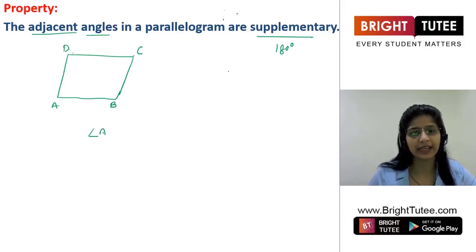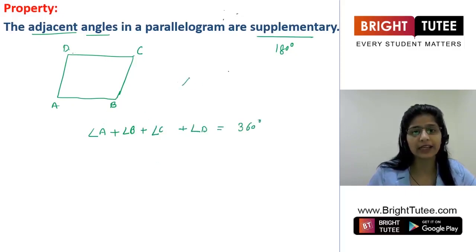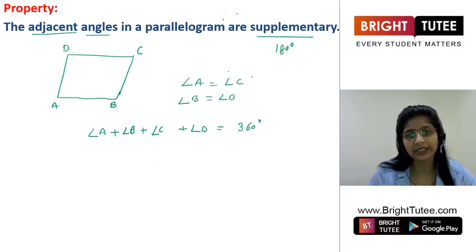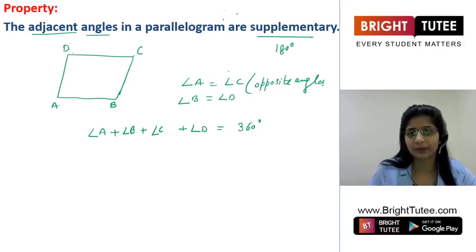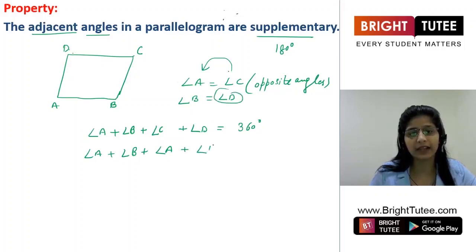We know that angle A plus angle B plus angle C plus angle D is going to be 360 degrees. Now what about angle A? Angle A is equal to angle C and angle B is equal to angle D. Why? Because these are opposite angles of the parallelogram. Right? So angle A plus angle B plus, instead of angle C, we are going to replace it with angle A. And for angle D, the replacement will be with angle B, and it is equal to 360 degrees.